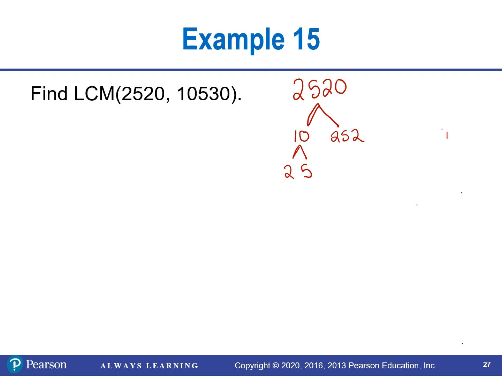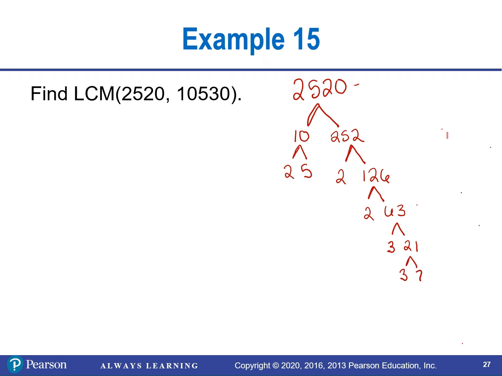So 252 divided by 2 gives me 126. So I can split that into 2 and 126. 126 is also divisible by 2 because it's even. So I have 2 and 63. 63 is divisible by 3 because 6 plus 3 is 9, and 9 is divisible by 3. It's 3 times 21, and 21 is 3 times 7.